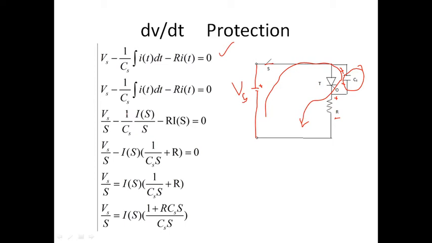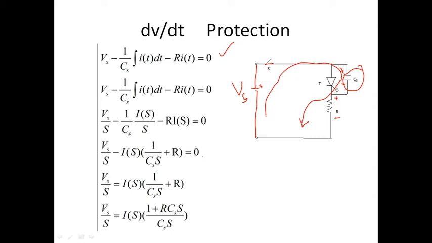If you are assuming that the initial voltage stored in the capacitor is 0, that is, the initial charge stored in the capacitor is 0, then I will write I of t as I of s. Because of integration, there is an s in the denominator: 1 by Cs, minus R into I of s, equals 0. Okay, so Vs by s minus I of s times (1 by Cs plus R) is equal to 0.